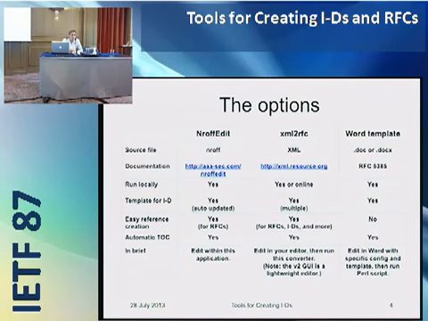By easy reference creation, I mean, can you type in an RFC number and it automatically pulls the information like the authors, the title, and the date, and puts it into your document? And it does have that for RFCs only. Automatic TOC. TOC is for table of contents. That means if you label things as section headings, does it automatically pull those out and make a table of contents? Yes, this tool does that.